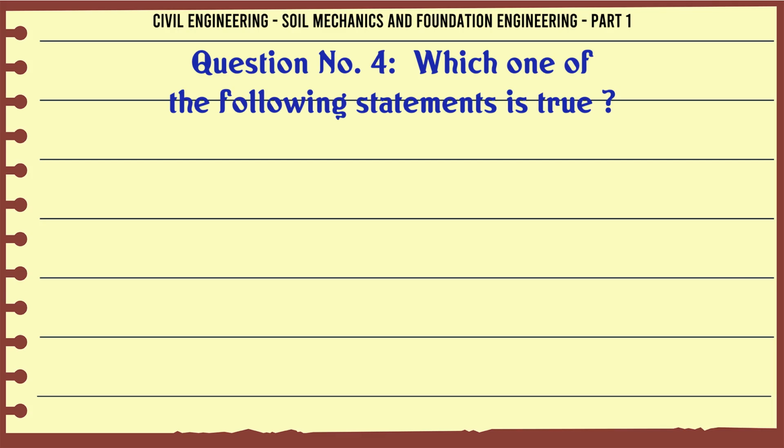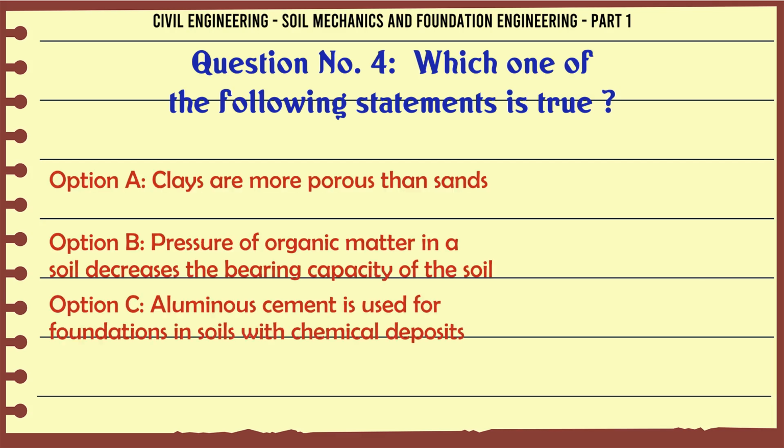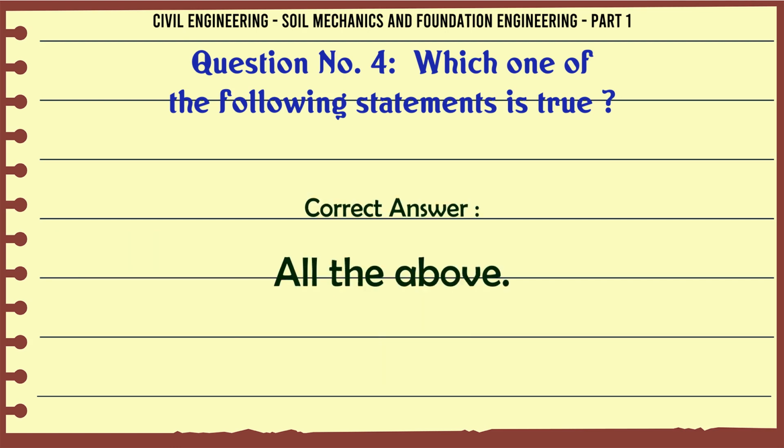Which one of the following statements is true? A. Clays are more porous than sands. B. Presence of organic matter in a soil decreases the bearing capacity of the soil. C. Aluminous cement is used for foundations in soils with chemical deposits. D. All the above. The correct answer is all the above.